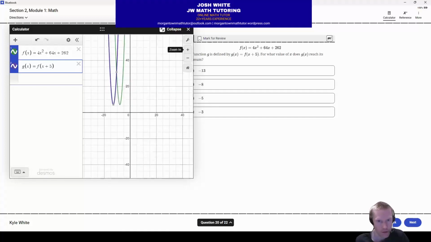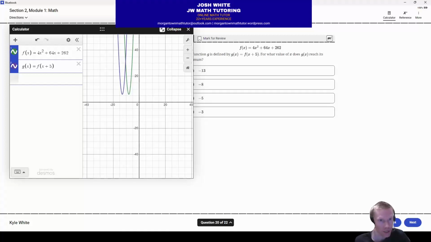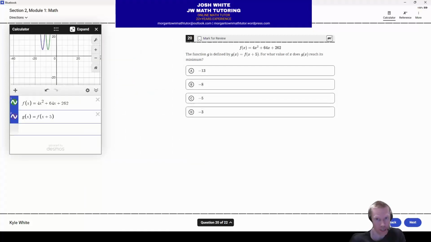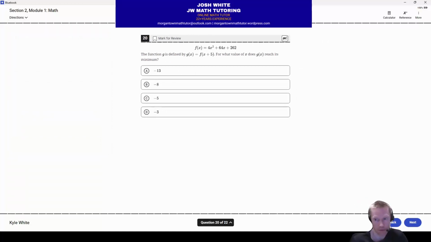So we can zoom in here. The green is f of x. The purple is g of x, which is f of x shifted to the left by 5 units. So where does the minimum happen? Well, you just use your thing here. It's at negative 13.6. Of course, that's 5 units to the left of the minimum for f of x. So you just click on the point here, negative 13.6. Correct answer for the x value is going to be negative 13, and that's it. You can figure the whole thing out, again, using the Desmos calculator.